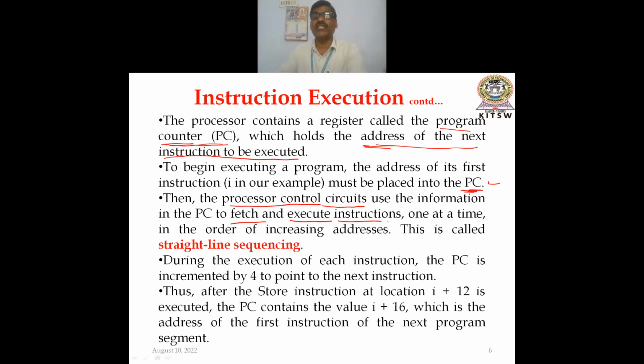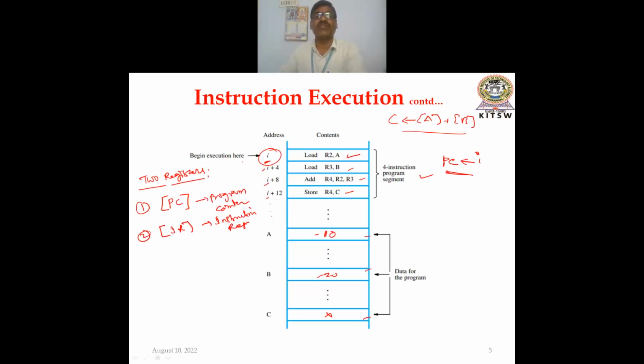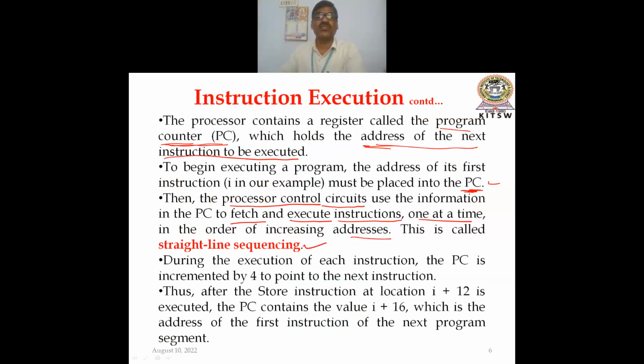Now the processor will start executing the instructions one at a time, in the order of increasing addresses. This is what we call straight line execution. The instructions given in the program are executed in a straight line. First it will execute the ith instruction, later the I plus 4 instruction, later the I plus 8 instruction, and then the I plus 12 instruction. This sequence of instruction execution is called straight line sequencing.